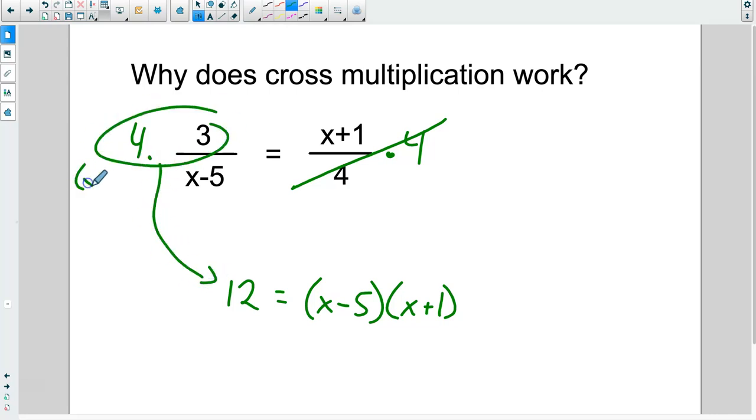Here, I would times this side by x minus 5, and that cancels that out. But then over here, I'd also times this by x minus 5. And then I would just multiply through. So that's why it works. And we're just going to build on that today.